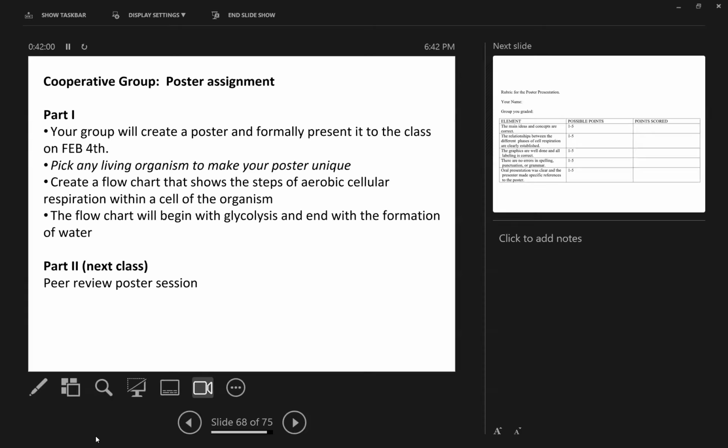This is optional, but students from the past picked their favorite organism and basically did a cell, because all of our cells do this. They just picked a cell to do the aerobic cellular respiration in. You'll see that in the examples. You can do this as a flow chart, starting with glycolysis all the way through.